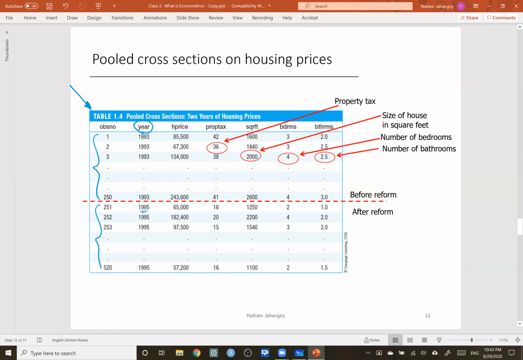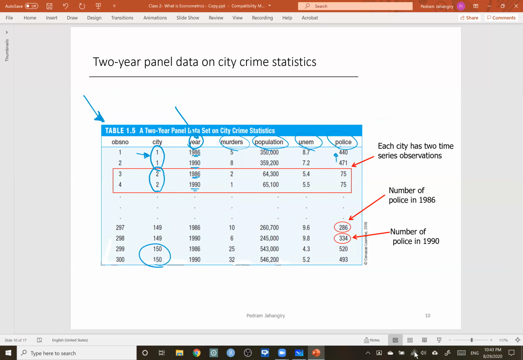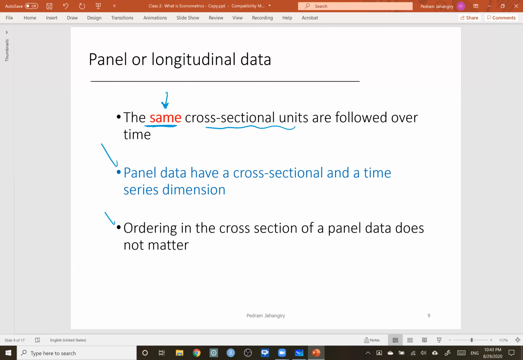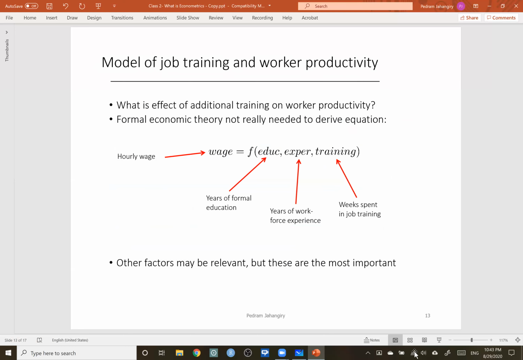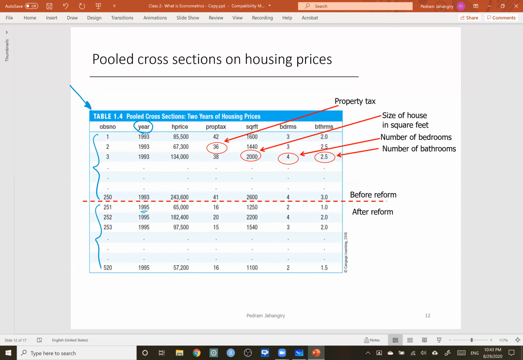You are kind of right. It is panel, but look at that. Remember, panel, this is a little tricky. I want you to pay attention. Panel follows the same cross-sectional units over time. For pooled, they are not necessarily the same. Look at this one. We have 250 observations. So for year 1993, we have 250.